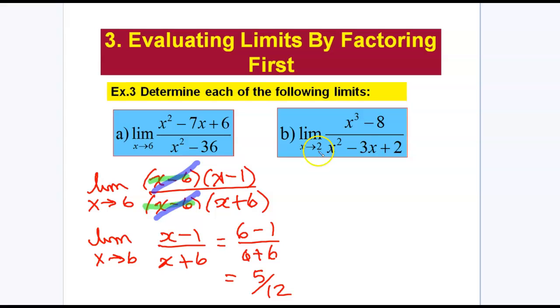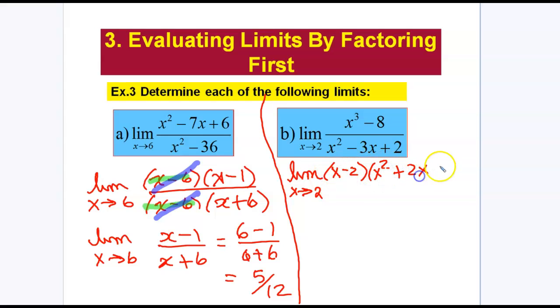All right, in our next example, again, if I use direct substitution, I'm going to get 2 cubed, which is 8 minus 8, which is 0. 2 squared is 4, plus 2 is 6. Negative 3 times 2 is 6. I'm also going to get 0. So direct substitution does not work. It's not a vertical asymptote, so I must look for another strategy. And again, we are in the factoring mode. So it's going to be the limit as x approaches 2. And if I factor the top, it's a difference of cubes. So it's x minus 2, x squared plus 2x plus 4. And in the bottom, I get x minus 2 and x minus, whoops, not 2, but x minus 1.